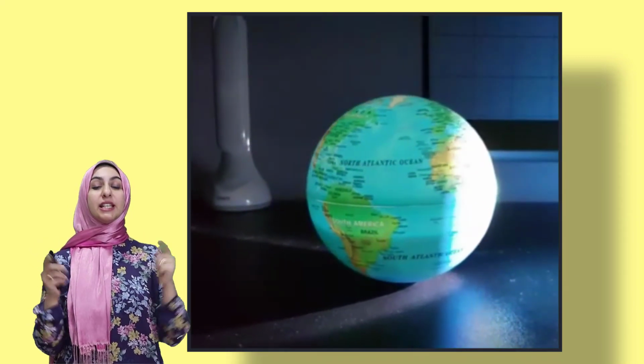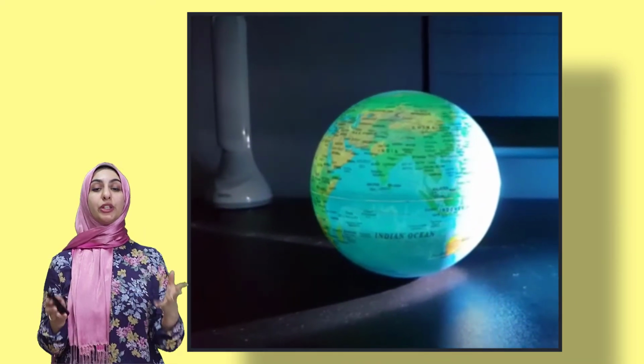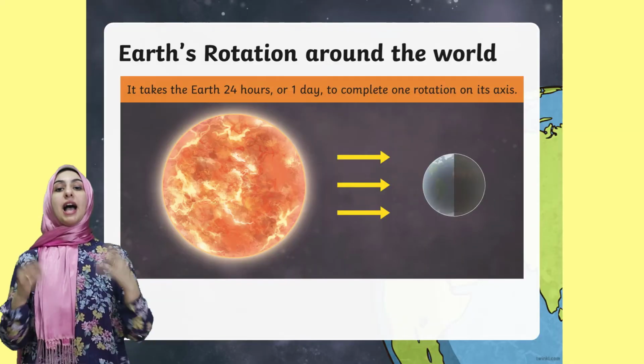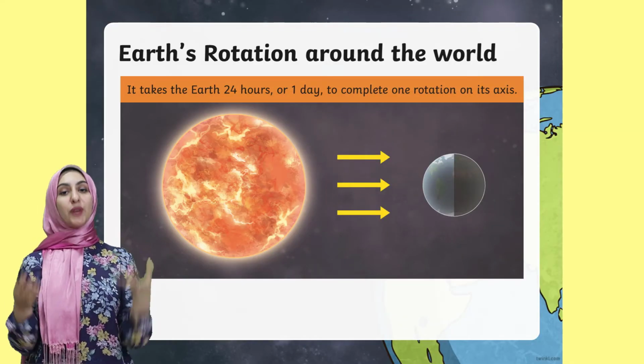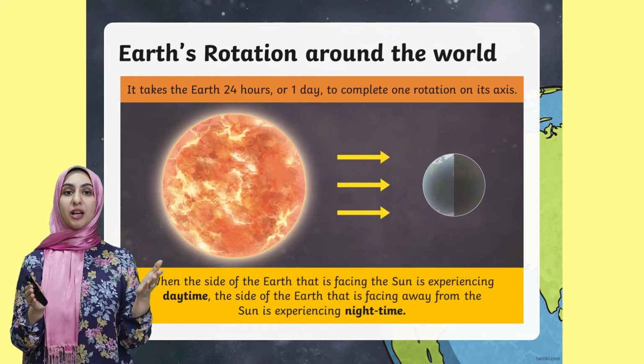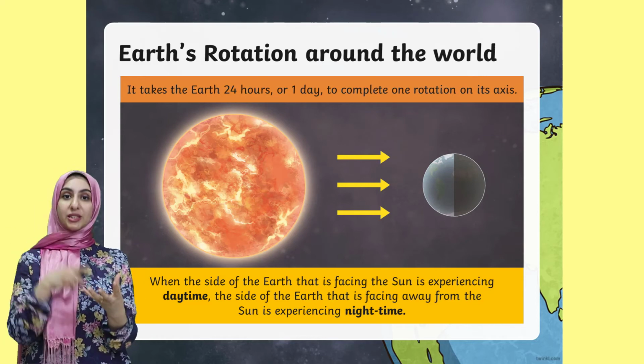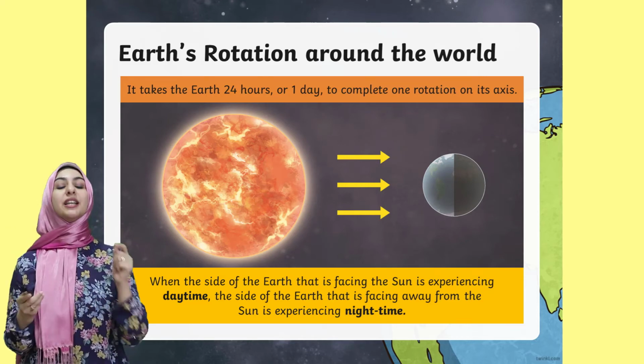From this activity, now we know that the Earth takes 24 hours or 1 day to finish one rotation. And when the side of the Earth is facing the sun or the light, it is experiencing daytime. And when the side of the Earth is facing away from the sun, it is experiencing nighttime.